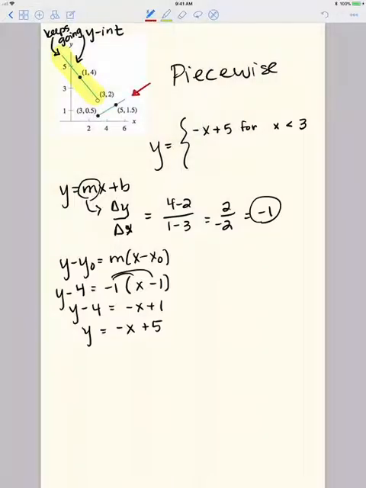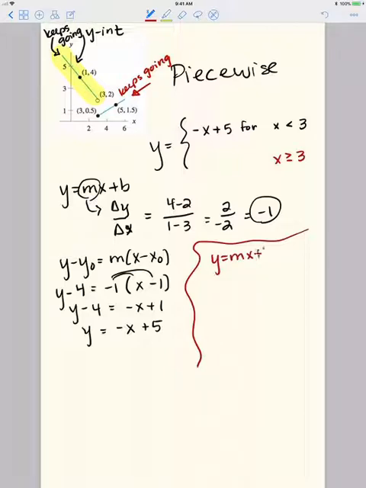For the second equation, I use a different pen here. For the second equation, it keeps going to the right. So whatever we find for that equation will be defined for x values that are greater than or equal to 3, but we still need to come up with the equation for that. So again, we need to do y equals mx plus b because our equation is linear. We'll do the slope first by changing y over changing x.